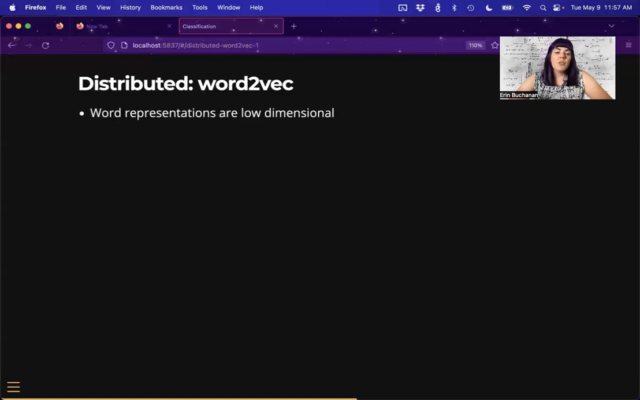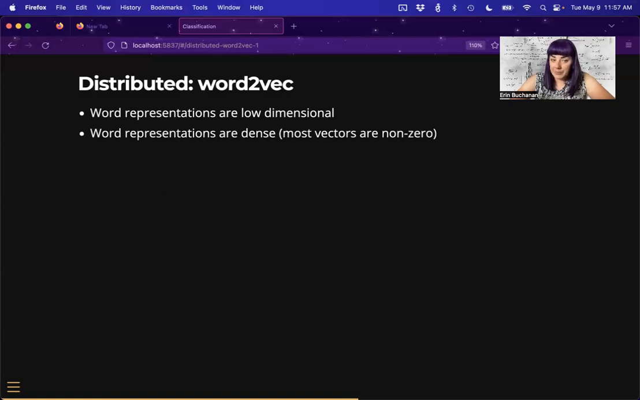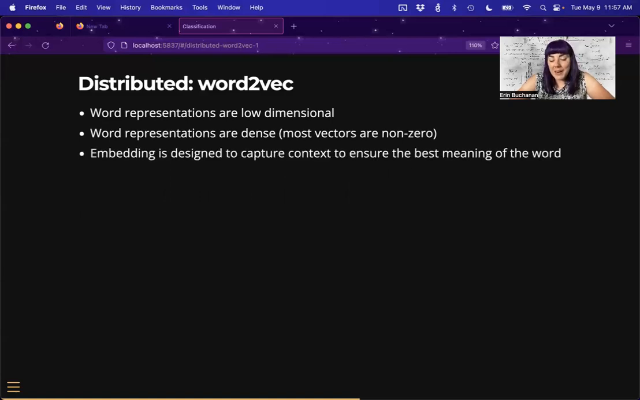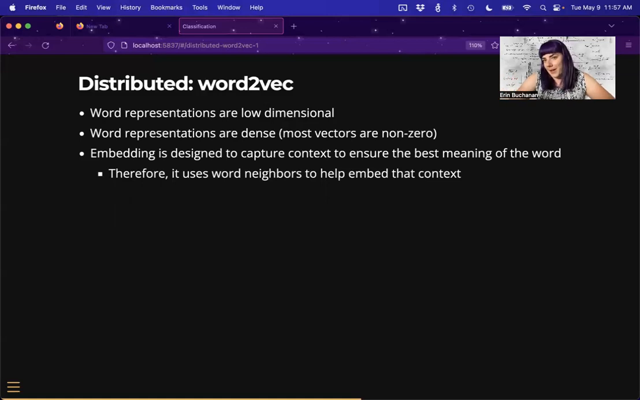Okay. So the word representations themselves are low dimensional. They're dense, meaning that the vectors are non-zero. Okay. And the embedding is designed to capture the context to ensure that we get the best meaning of the word in context. And so this solves our problem of knowing if it's bat, meaning the animal that flies around, or if it's bat, meaning I hit the baseball. So it uses the word neighbors to help embed that context.